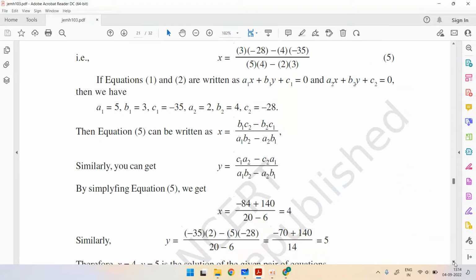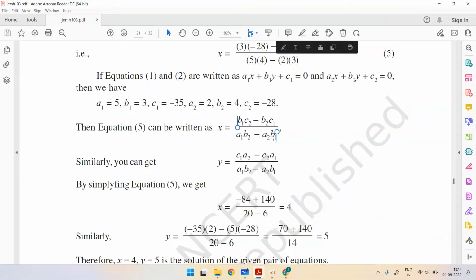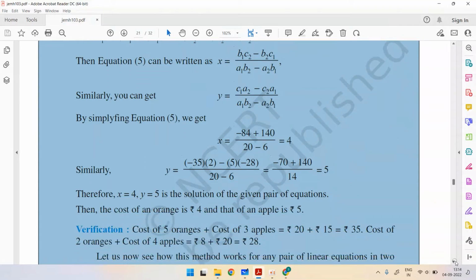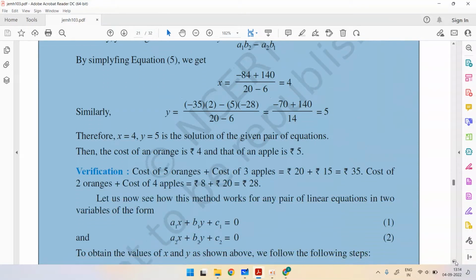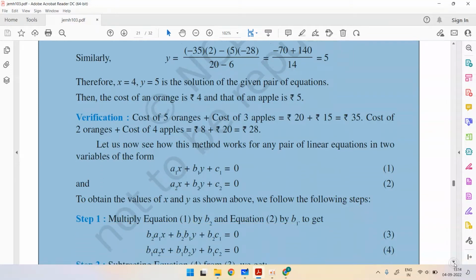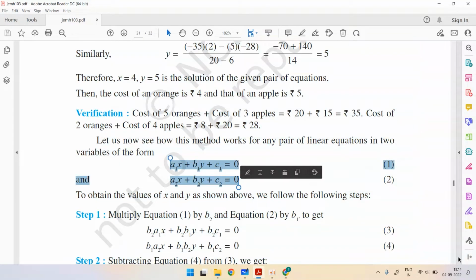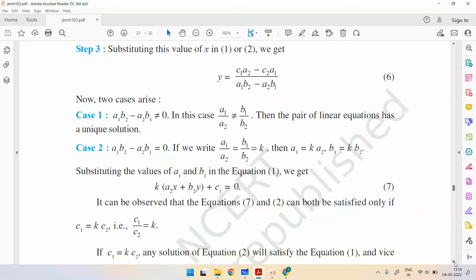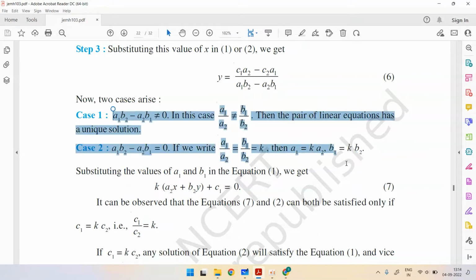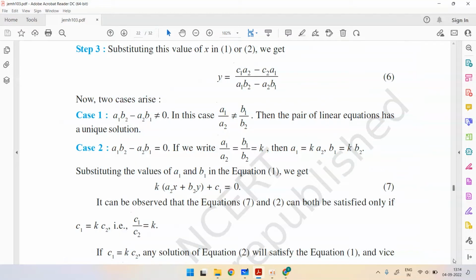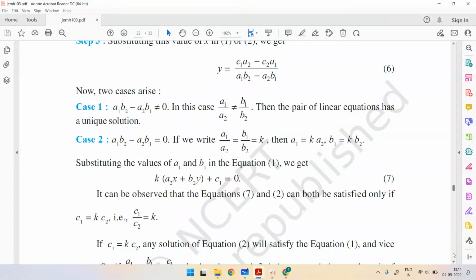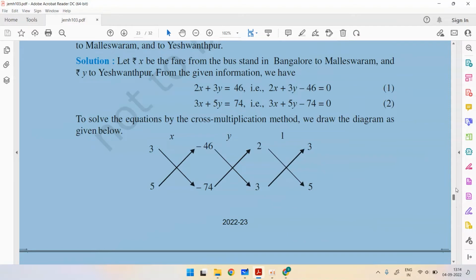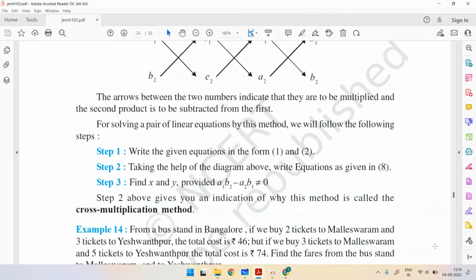So this is this here, and if you want to go directly to the question, it is given that a1 b1 c1 and a2 b2 c2. So the case is like this. I have told you the value of this is this, and you can directly write this.